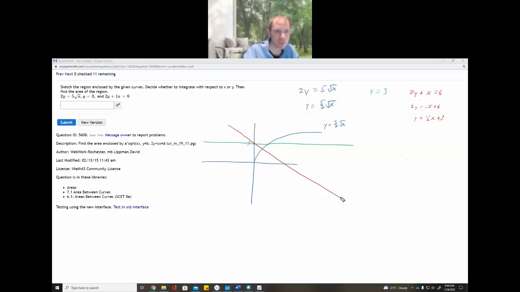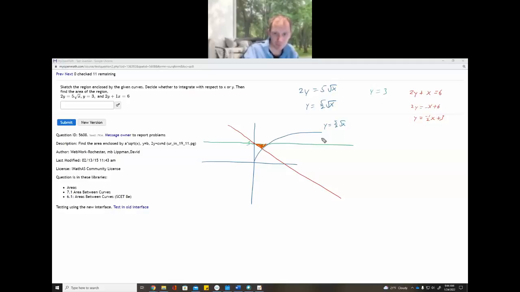All right, sketch the region enclosed by the curves. So we want a region that's enclosed by these 3 curves, and that's maybe a little bit difficult at first because you see a lot of different intersection points. But if I look at this little area here, the green one is the top, the blue one is one side, and the red one is another side. So that's enclosed by all 3.